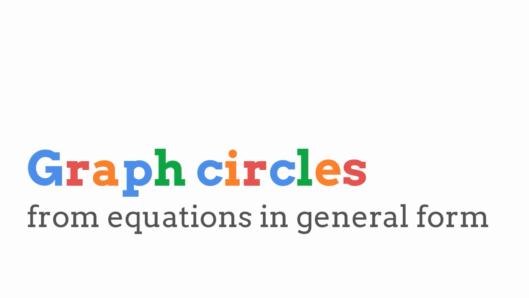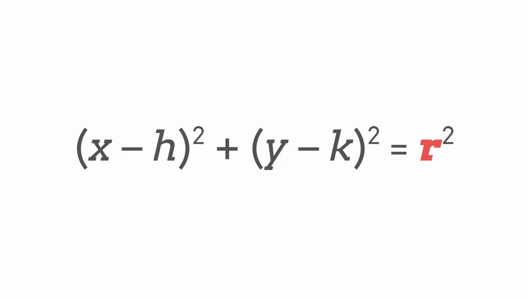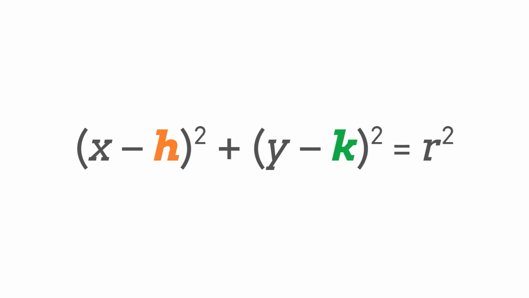Let's graph circles. This is the equation in standard form for a circle with center (h, k) and radius r. It defines a circle made by the set of points (x, y) that are all a radius r units away from a center (h, k). It's easy to graph a circle in standard form since we can read the center and the radius right from the equation.